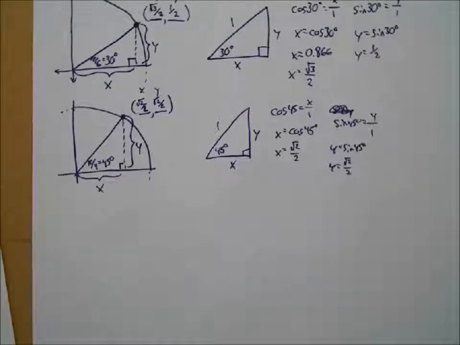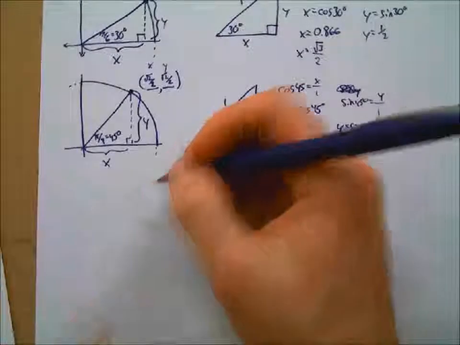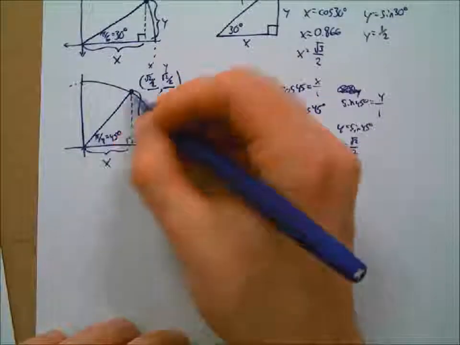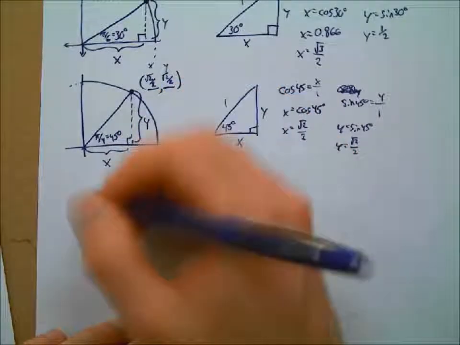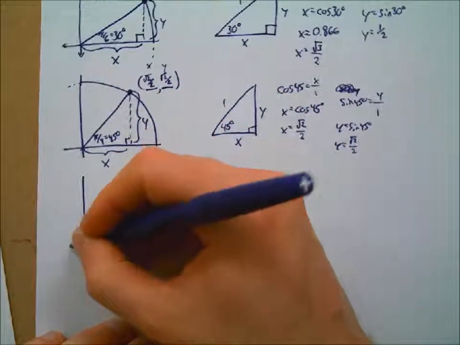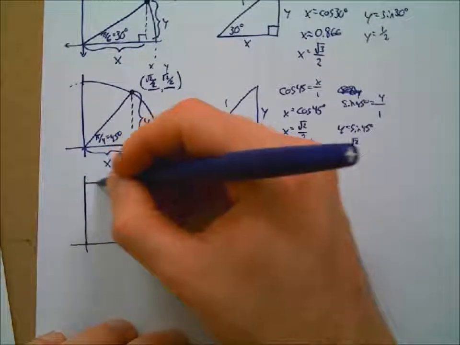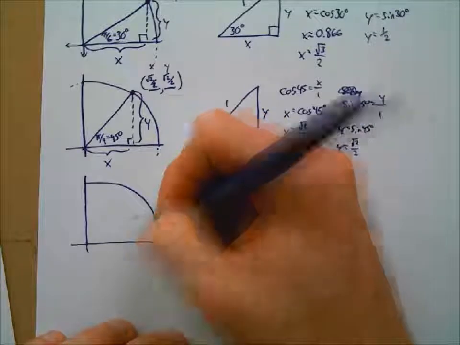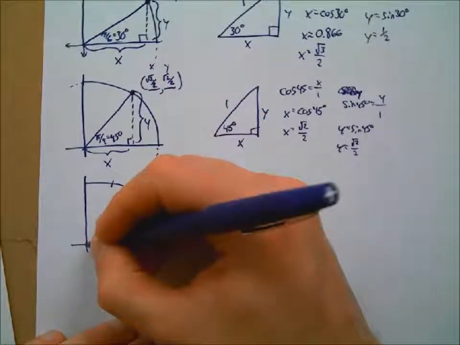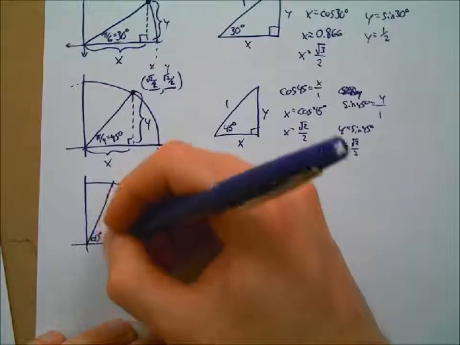Okay, now let's look. So that's the location of the point we found on the 45-degree angle there on the unit circle. Let's do the last first quadrant angle that we need. What's the next one after 45 on the unit circle? 60. Okay, so there's 60 degrees, which is equal to pi over 3.